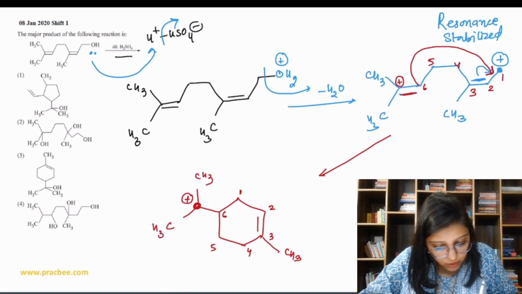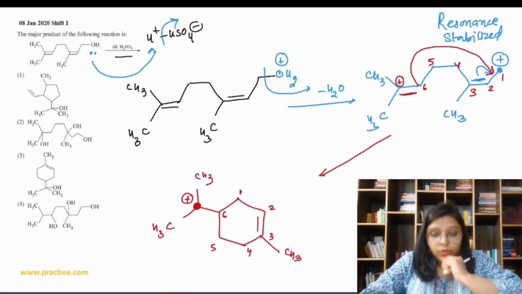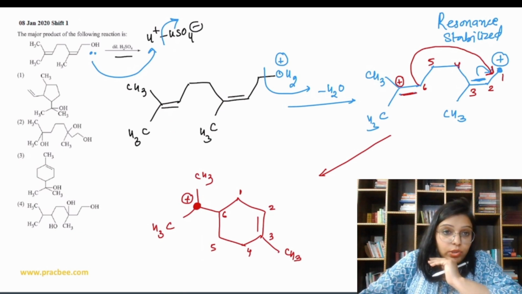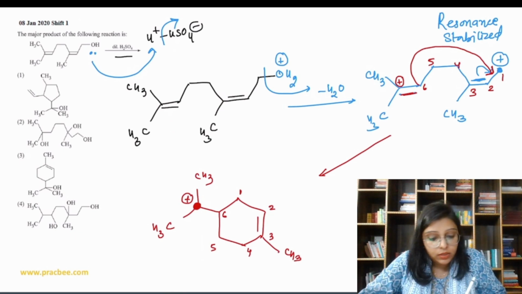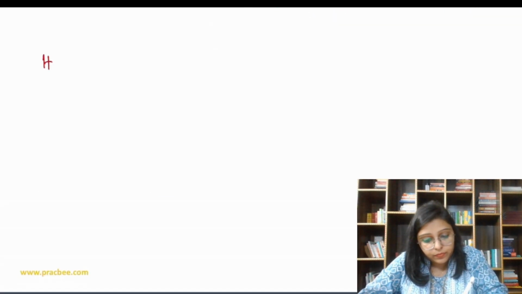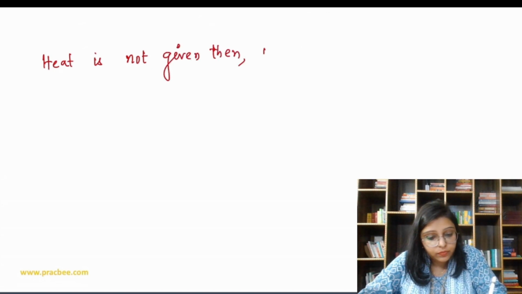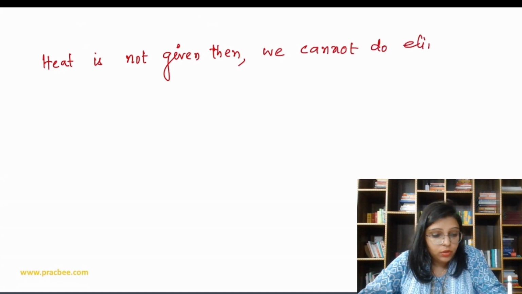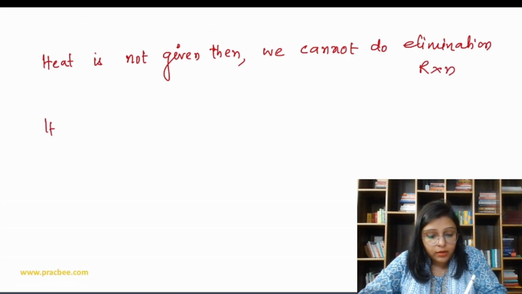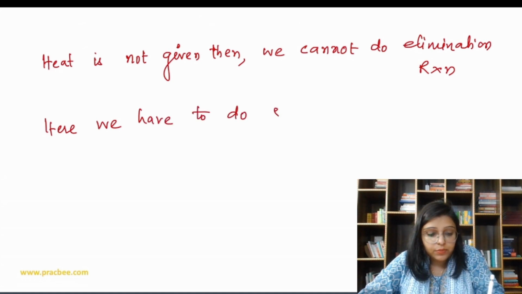So we have positive charge over here. Understood? Okay. Now heating is not given. So heat is not given. So if heat is not given, then we cannot do elimination reaction.